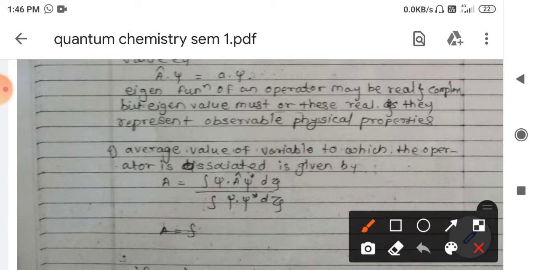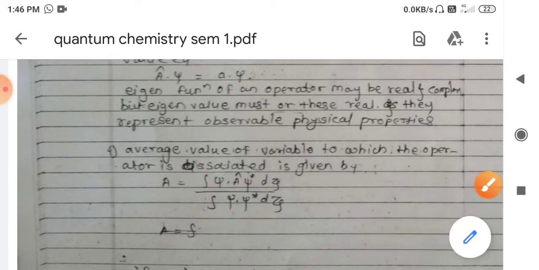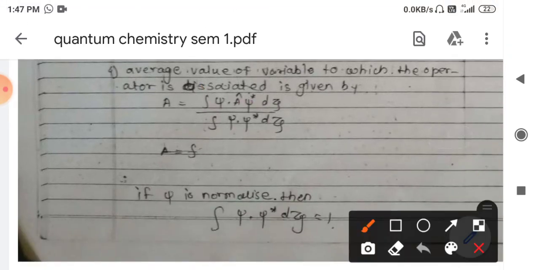Okay, that is the third postulate. The next is, how will you find the average value of a variable? For finding the average value of a given function for the particular operator associated with that function, it is given by: A cap is equal to the integration of psi star A cap psi d tau divided by the integration of psi star psi d tau. For a normalized function, this quantity comes out to be unity.